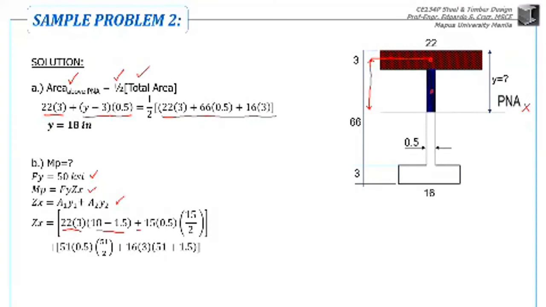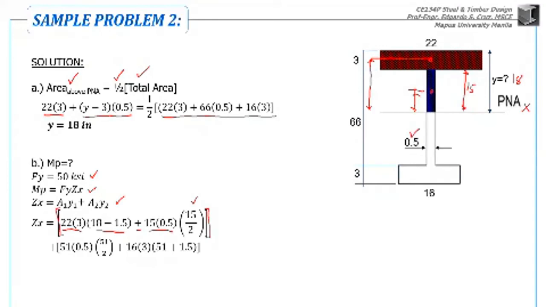Yung area ng kulay blue is 15 times 0.5, kasi 18 to, so 18 bawasan mo ng 3, so 15. So 15 times 0.5, yun yung area. Tapos yung centroid niya is 15 over 2. So basically, yung nakapasok sa bracket na to is just A1, Y1 pa lang yan.